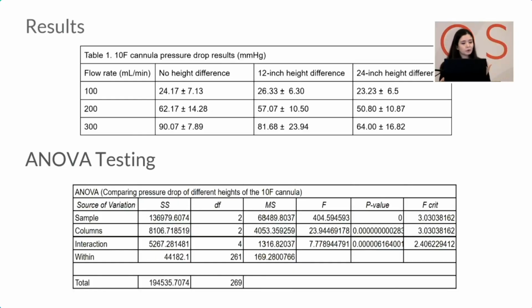Each grid box represents 30 trials. So at every height and every flow rate combination, we ran the trial 30 times and used the averages in order to construct the graph that you see. And then afterwards, we ran a two-way ANOVA on the data controlling for height and flow rate in order to see if there was a significant difference. And as denoted by the very low p-values, there are statistically significant differences between the heights.